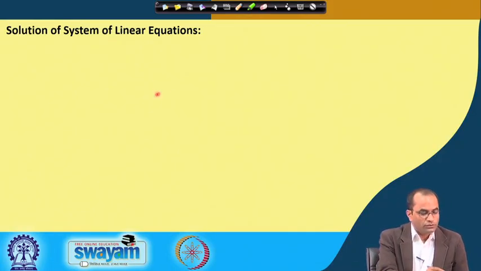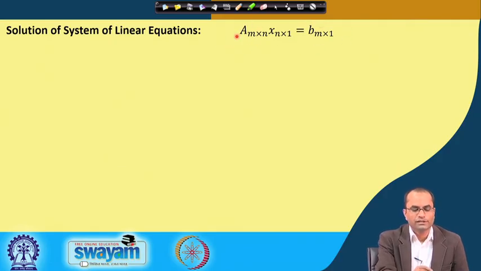So, let us just go back to what we have done in the previous lecture with the help of a simple example. Now, we will consider a rather general example where we have matrix A which has m rows and n columns, and then we have this x of order n by 1 and the right hand side vector of order m cross 1.